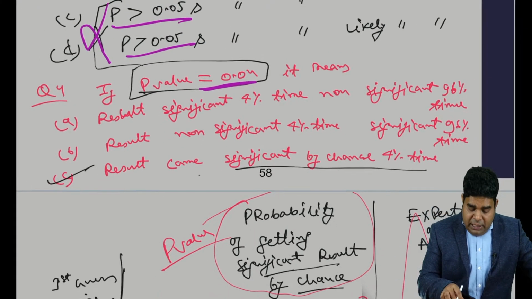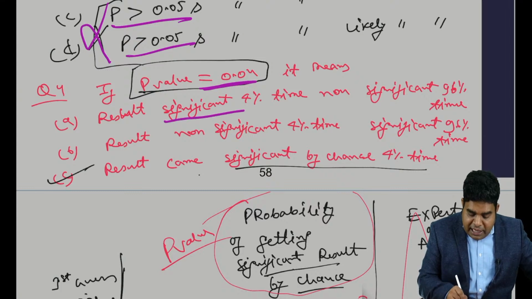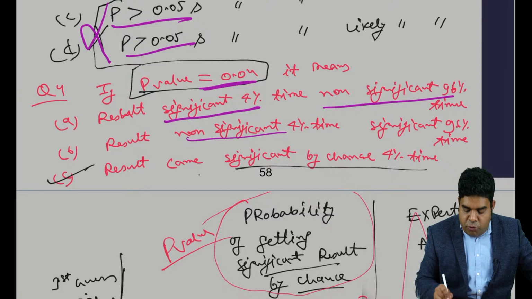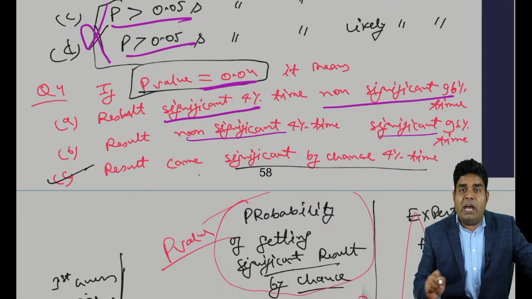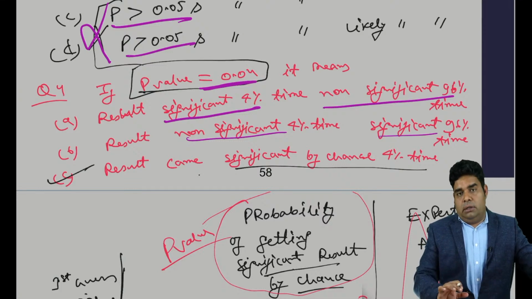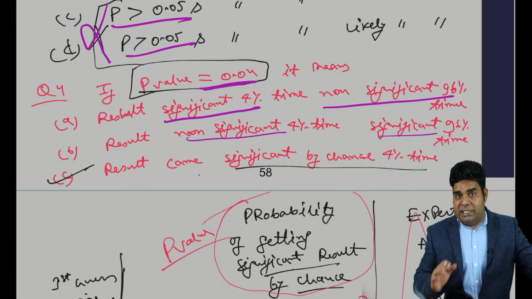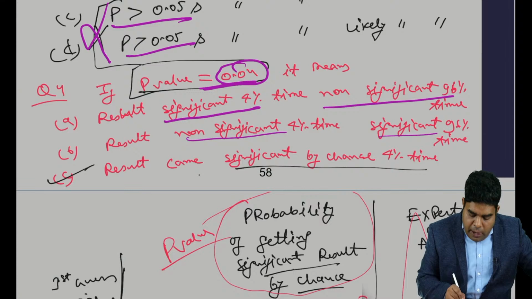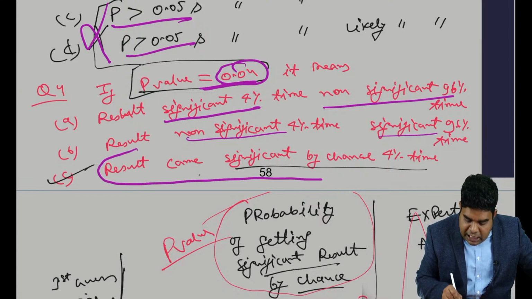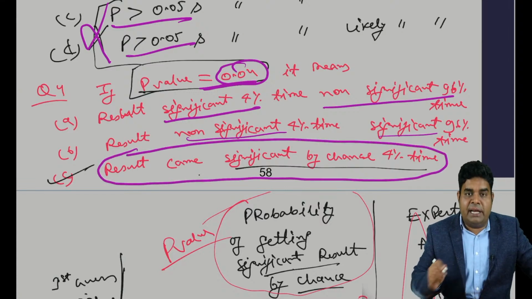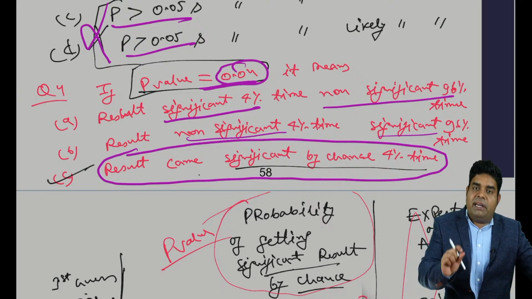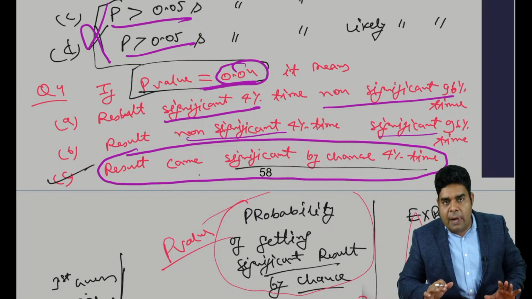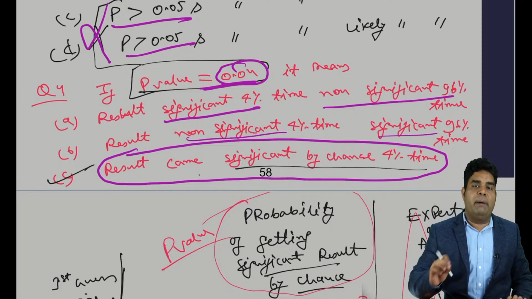It doesn't mean that significant 4%, non-significant 96%, or non-significant 4%, significant 96%. No, p-value does not talk about significant or non-significant directly. It only says that if it is 0.04, the result came significant by chance 4% of the time. It is significant by mistake 4% of the time. That's what p-value says, how many times it was significant by chance.